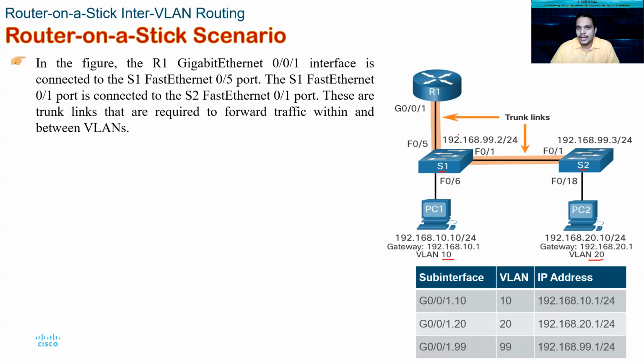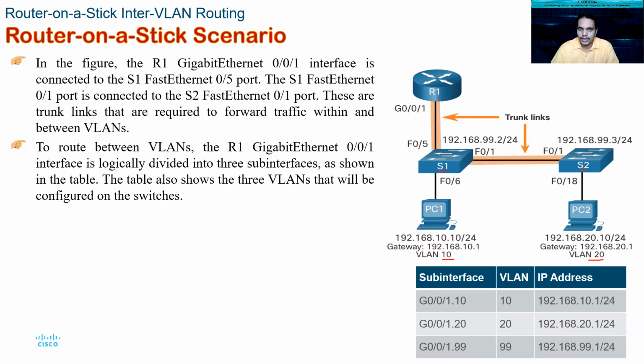If you see the interfaces clearly, the G0/0/1 interface of R1 is connected to the F0/5 interface of S1. Similarly, the F0/1 interface on S1 is connected to the F0/1 interface on S2. Now we have to configure these 2 links as trunk links. We have to create the VLANs on S1 and S2 and assign the ports to these VLANs. I have to assign the F0/6 port to VLAN 10 and the F0/18 port to VLAN 20. After I complete the configuration of all these things, I shall work on R1 and show you how to configure the subinterfaces and assign the VLANs to them.